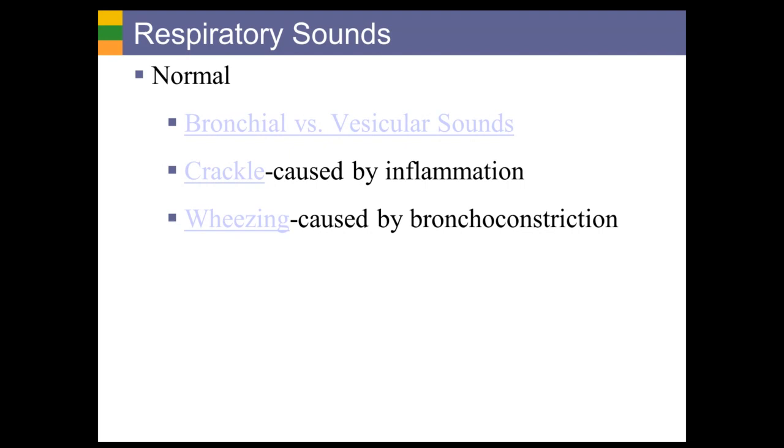Wheezing is caused by bronchoconstriction, where you have constriction of the bronchioles, and as the air moves through, it makes a sound. It can sound somewhat like that. That's not the best illustration, but it makes sounds similar to that, and that indicates bronchoconstriction. If you've ever been around someone that had an asthma attack or who's prone to asthma, you've heard wheezing.